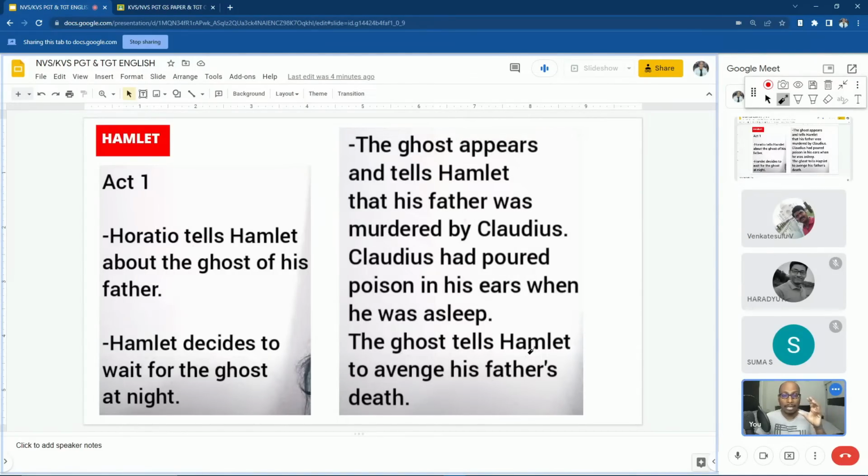That means the manner of death will also be asked in the exam. How was Hamlet's father killed? By pouring poison, by stabbing, or by beheading? Such kinds of questions may come. He was killed by Claudius by pouring poison in his ears. And who provoked Hamlet to kill Claudius? It is the ghost, the father's ghost. The ghost tells Hamlet to avenge his father's death.